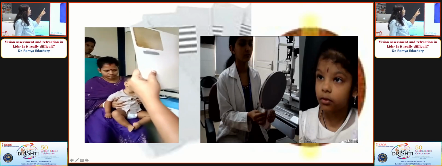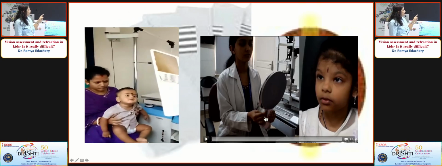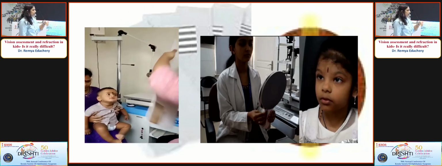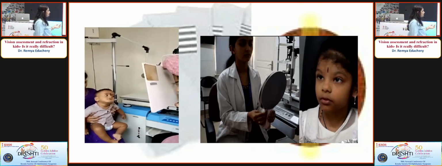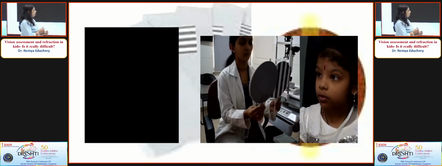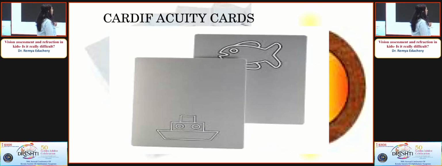This is how it's done. So the examiner will be flipping the card and looking at the movements of the eye. And if the child is able to do that, then we will take the next card and record the estimation. Similarly, you have the Lea paddles also. You will be flipping between the two hands and looking at the movements of the eye. It is written as cycles per degree.